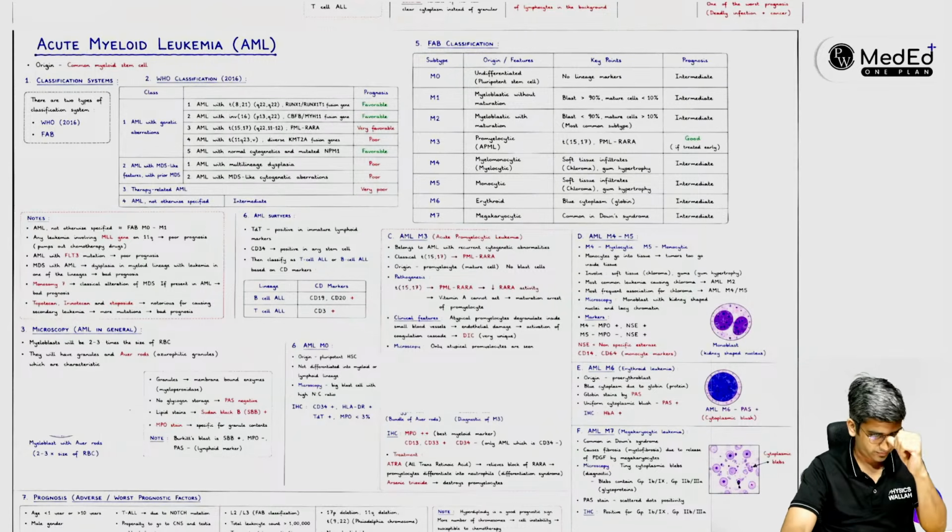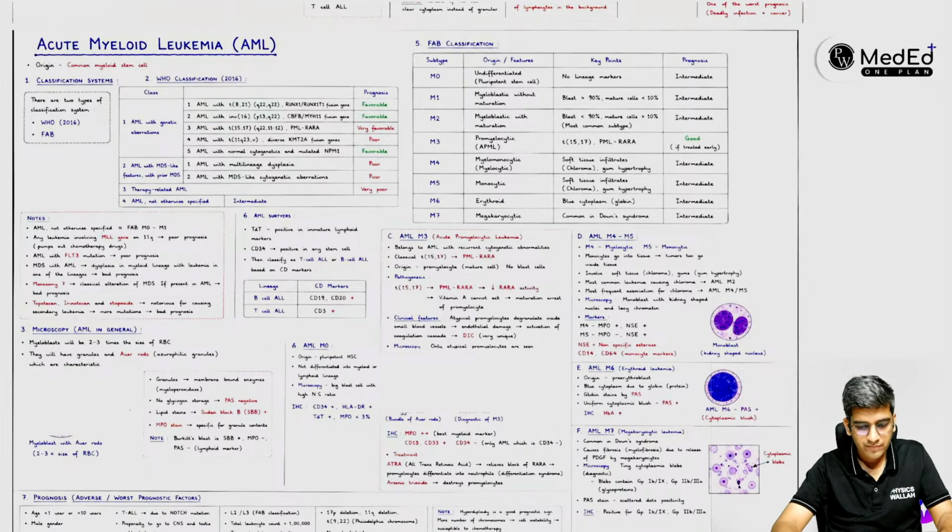Fastest finger first. See, AML, I don't expect them to ask much in detail about AML because AML is purely criteria based and classification based diagnosis. You have to memorize one classification. That's important in AML, right? But there's one type of AML which is very important, which is very unique, which can come as a short note. That is APML. Can anyone tell me what is the translocation you see in APML?